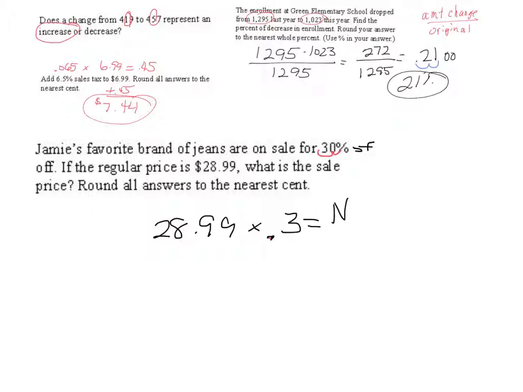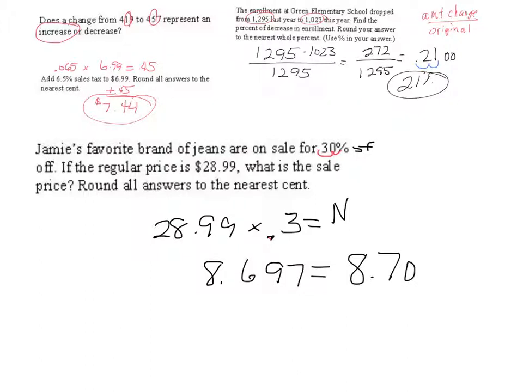So 28.99 times 0.3, and we get a discount of $8 and, okay, it says $8.60. Again, talking and writing at the same time. $8.697. So that's going to round up, which is good for her because this is a discount. So it's going to be $8.70 off.